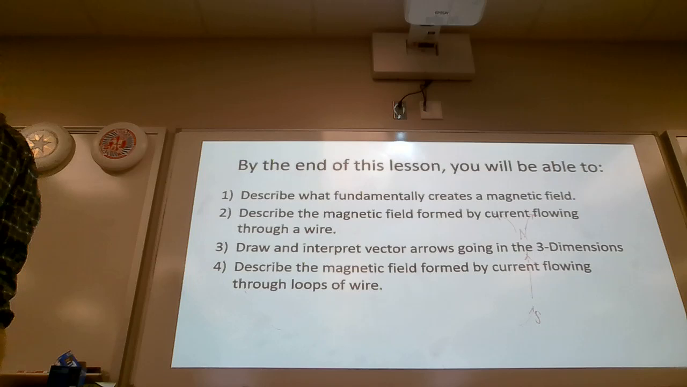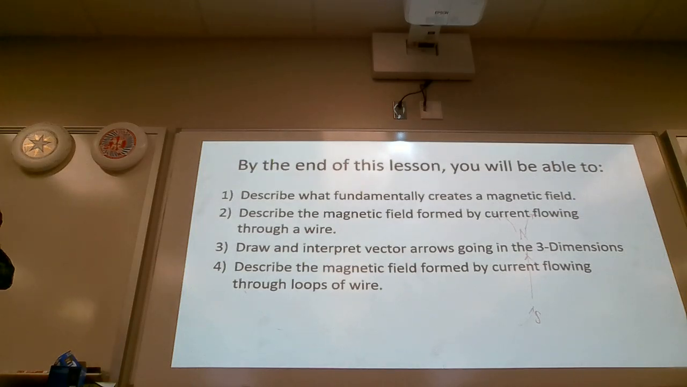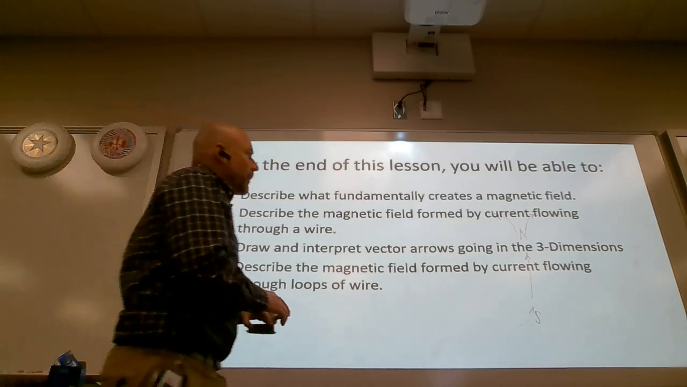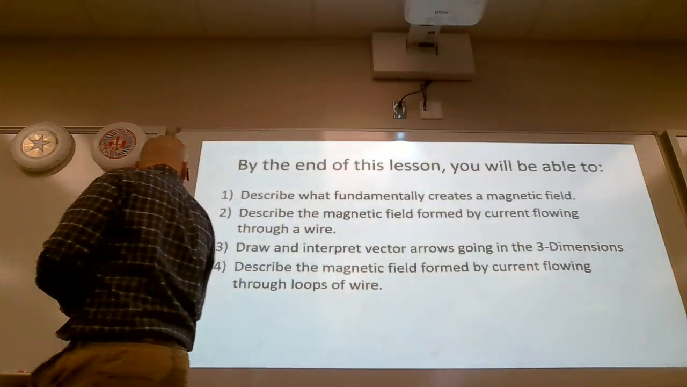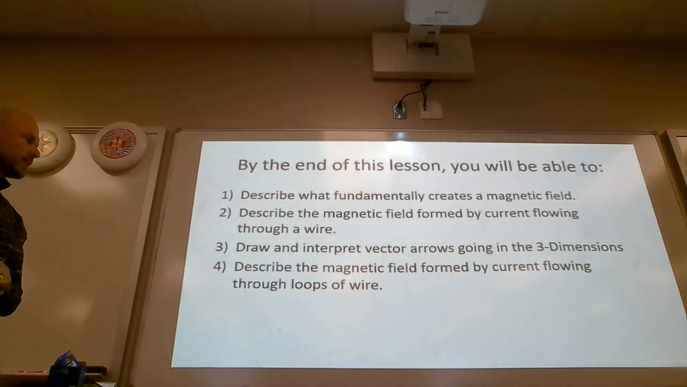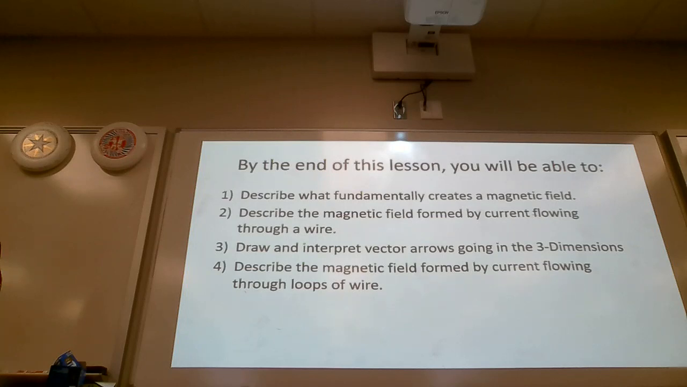So, by the end of this lesson, you'll be able to describe fundamentally what creates a magnetic field, describe the magnetic field formed by a current flowing through a wire, draw and interpret vector arrows in 3 dimensions, describe the magnetic field formed by current flowing through loops of wire.